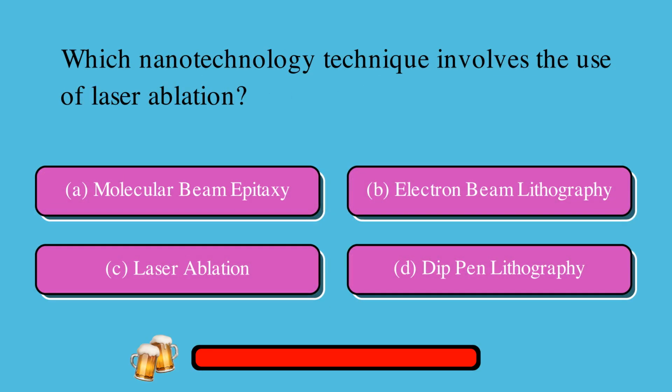Which nanotechnology technique involves the use of laser ablation? Is it A. Molecular beam epitaxy, or B. Electron beam lithography, or C. Laser ablation, or D. Dip pen lithography? The correct answer is C. Laser ablation.